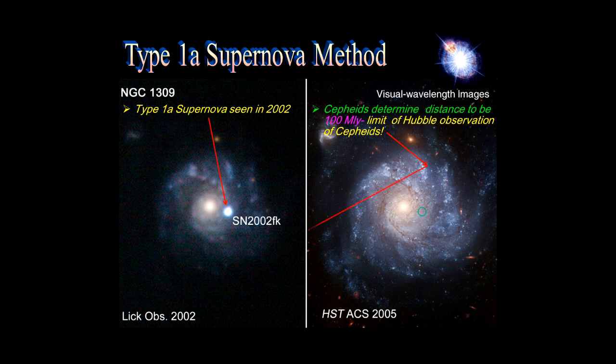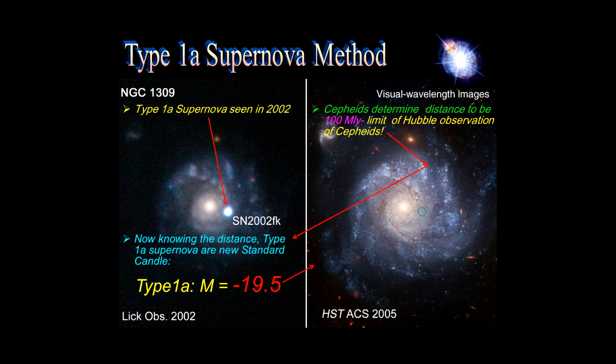So there it is. And now knowing the actual distance to the galaxy, and knowing what the original supernova brightness was, we can plug it into the distance modulus equation and find out that the intrinsic luminosity of a Type 1a supernova is minus 19.5. Well, that's wonderful to know because they all go off at 1.2 solar masses. They're all the same intrinsic brightness. This is a standard candle.